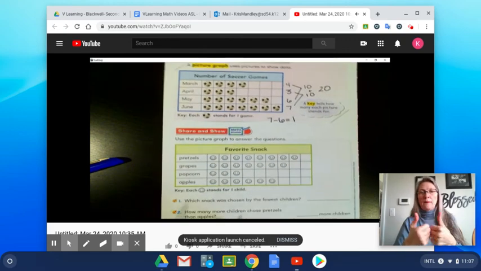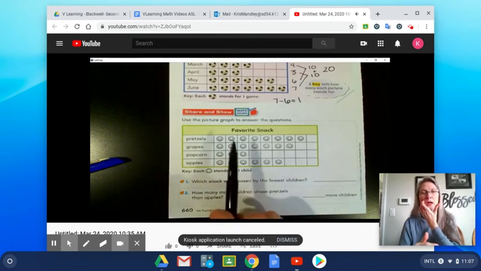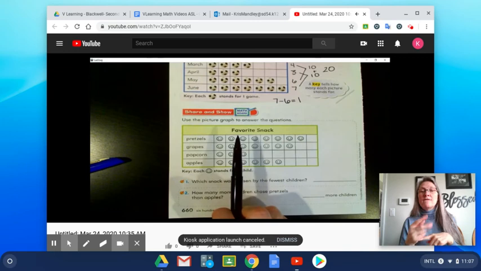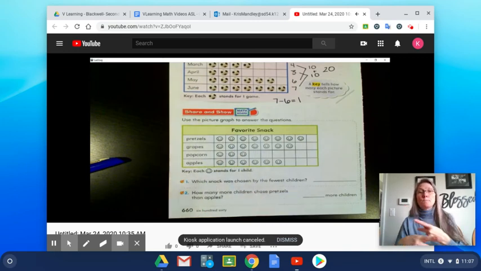When we take a look down here, let's practice a few. This title says favorite snack. They could choose from pretzels, grapes, popcorn, and apples. Okay, so off to the side, I'm going to give you a minute to think about how many for each snack.